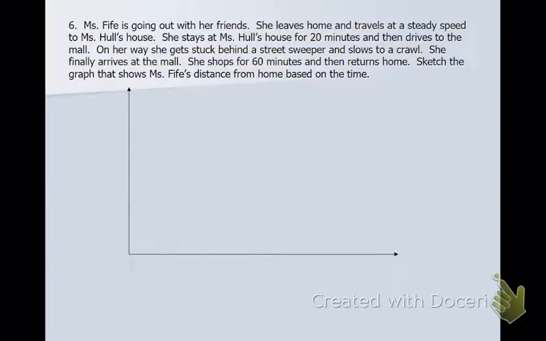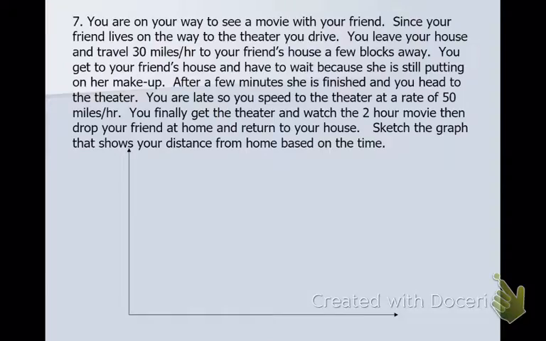Hang on, what happened here? Oh, messed it up. Sorry about that, guys. I messed it up. So anyway, time, distance from home. Oh, this is 5. Okay, sorry. Things got messed up here.